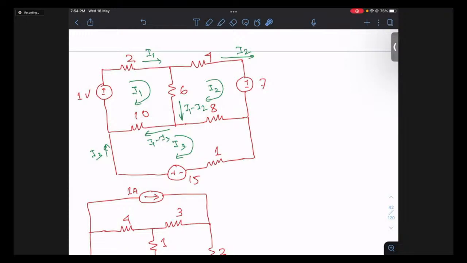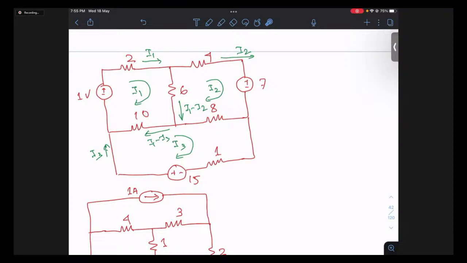In the same way, if I am going like this, this current will be I2. This current, if I ask you, will be your I2 minus I3, not I3 minus I2. I2 minus I3, and this current will be your I2 minus I1. It makes sense, right? If this current is I1 minus I2, then this will definitely be your I2 minus I1. In the same way, if this is I3, this current is I3 minus I1, this current will be I3 minus I2, and this will be I3.